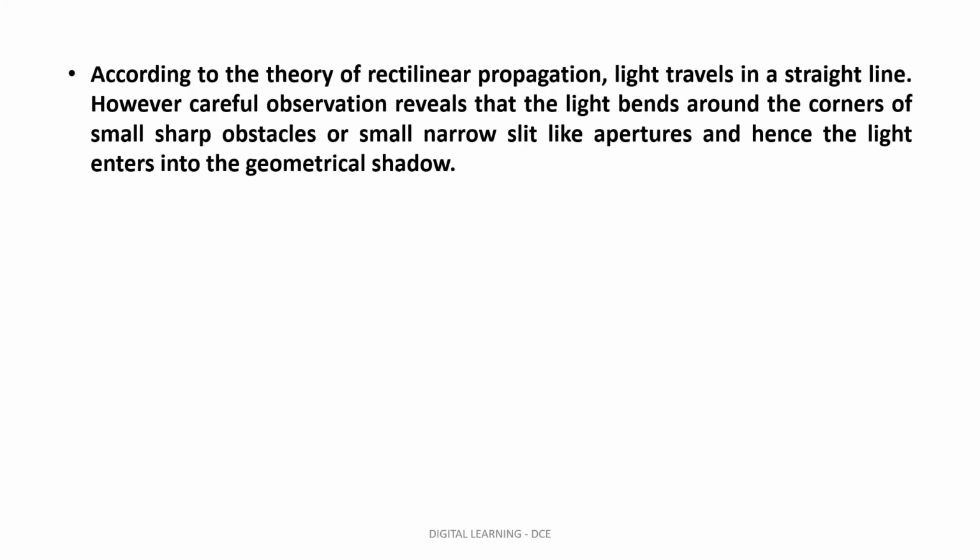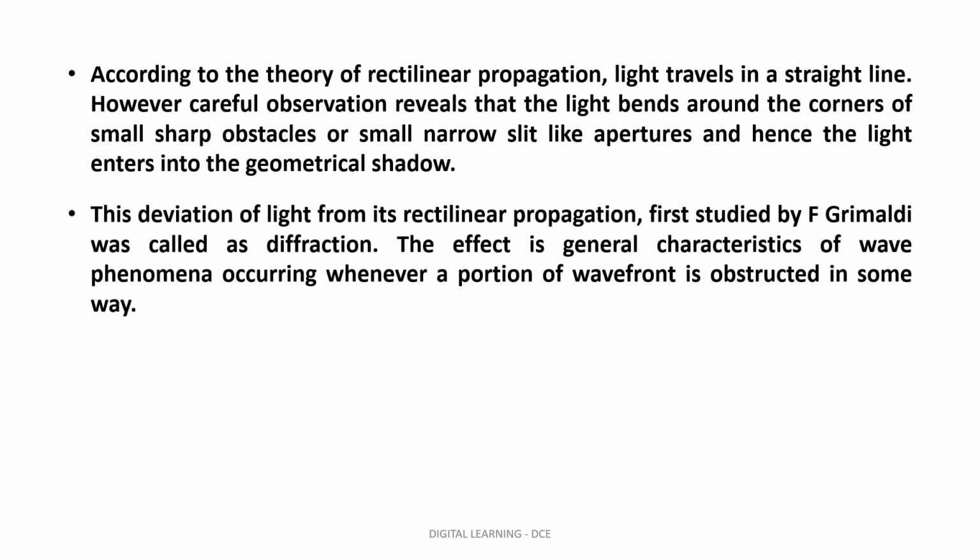Let us summarize the observations understood till now. According to the theory of rectilinear propagation, light travels in a straight line. But careful observation reveals that light bends around the corners of obstacles or narrow slit-like apertures, and hence the light enters into the geometrical shadow. This deviation from rectilinear propagation was first studied by Francesco Grimaldi in 1600, and it was called diffraction. The effect is characteristic of wave phenomena occurring whenever a portion of a wavefront is obstructed.